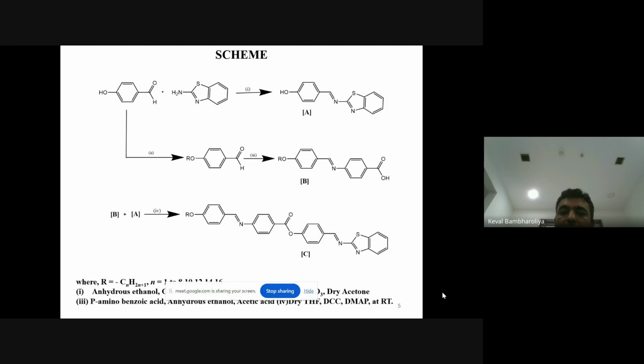After that, A and B are combined in the presence of DCC and DMAP in THF as a solvent at room temperature to give the Schiff base ester derivatives, where R is equal to CnH2n+1. Here n is equal to 1 to 8, 10, 12, 14, and 16. That is the carbon chain.